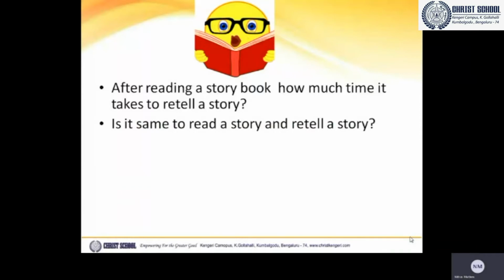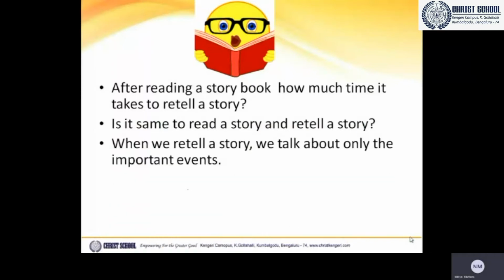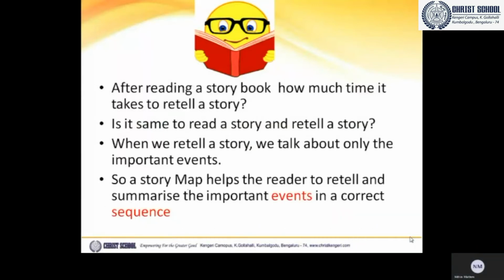No, right? To read a story, it might take a long time because you have to cover all the pages of the story. And to retell a story, what do you do? You tell the main events, so it doesn't take more time. It doesn't take the same time as reading a story, right? Yes, very good. Now, when we retell a story, we talk about only the important events. That is why retelling a story doesn't take more time. Okay? So, a story map helps the reader to retell and summarize the important events in a correct sequence.